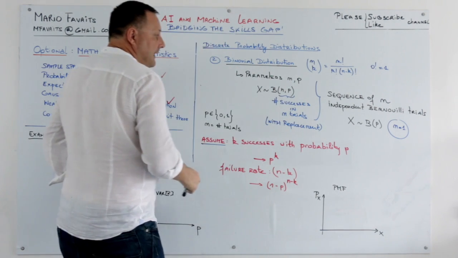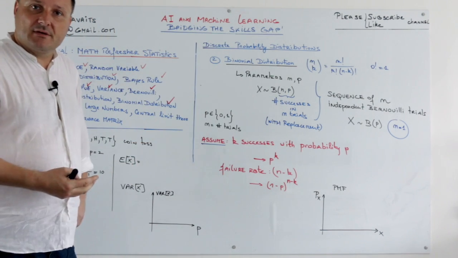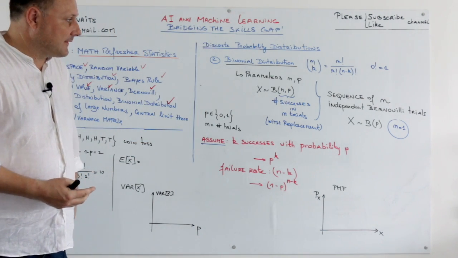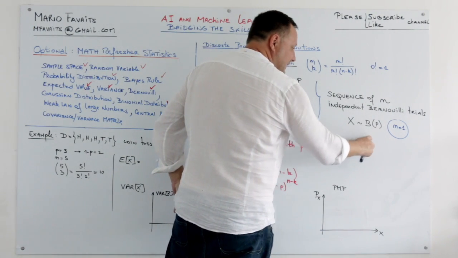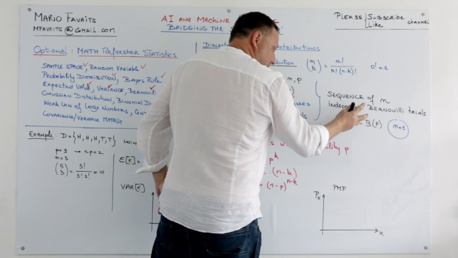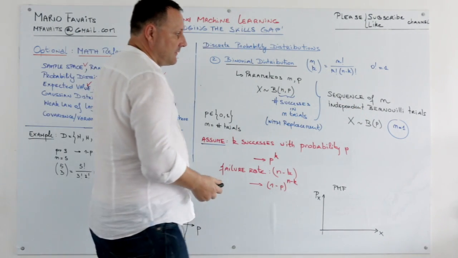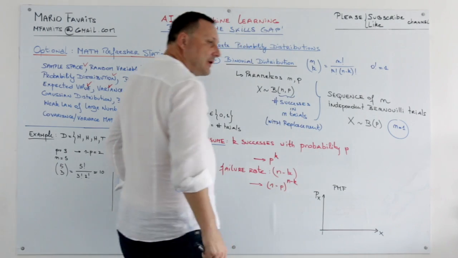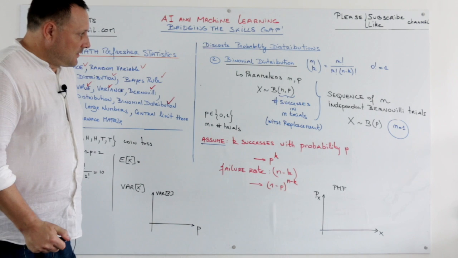And basically, what is it? It is a sequence of independent Bernoulli trials. So Bernoulli trials have parameter p, as we've seen. So the Bernoulli distribution is a special case of the binomial distribution where n equals 1. You have a single coin flip.